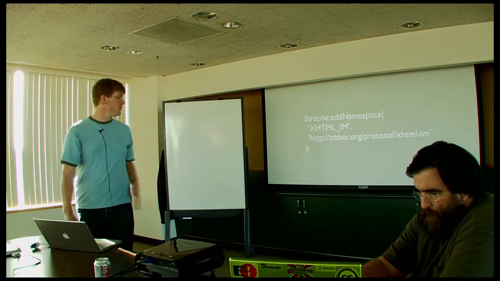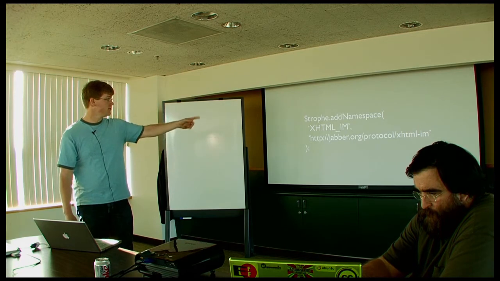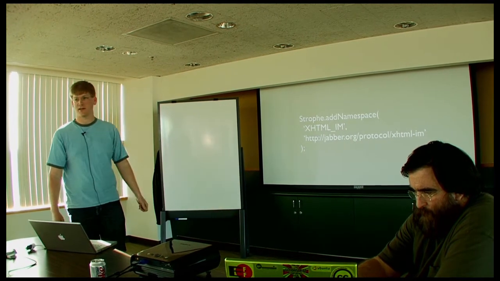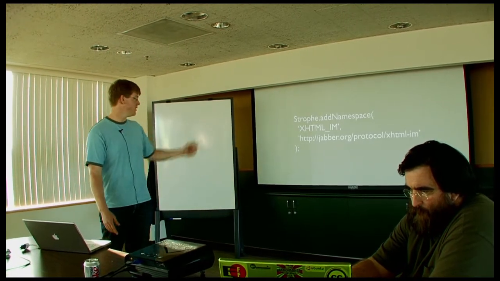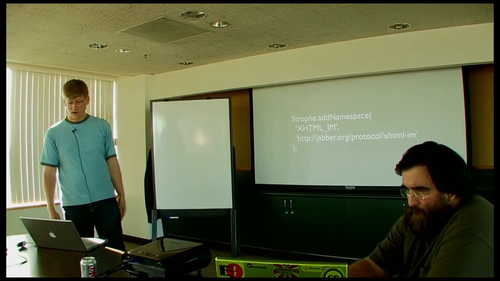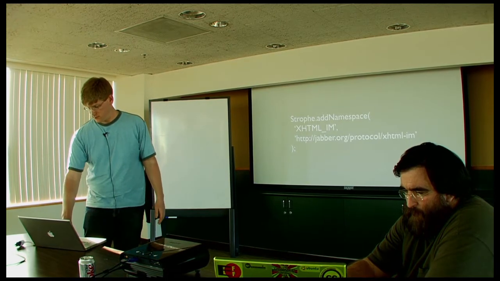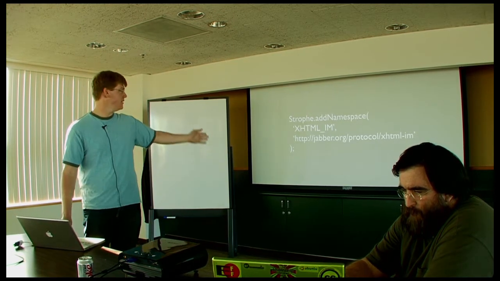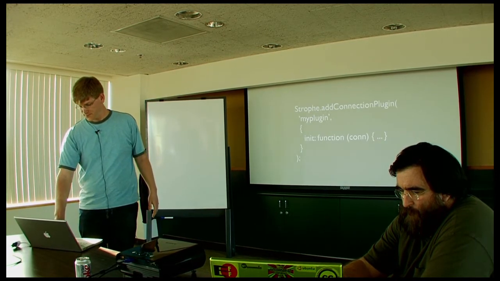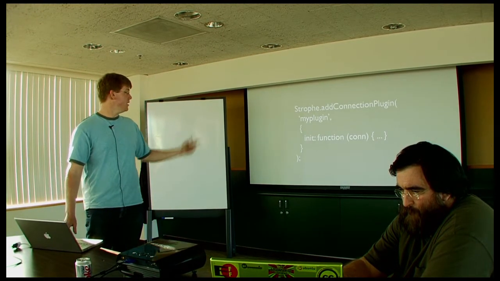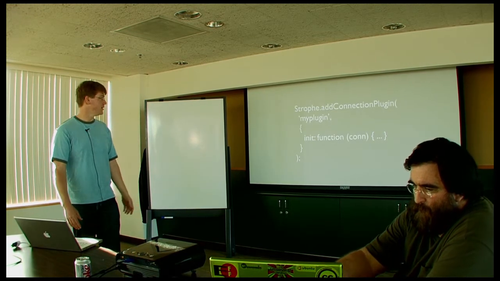So you can do a couple of things with this. Your plugin, when it initializes, can add namespaces. So if you're writing a plugin for handling XHTML, then you might want to add the XHTML namespace to the library, and that's just pretty simple. Then any of these you can access from the normal namespace stuff in Strophe. And this is what you would call to add a plugin to Strophe.